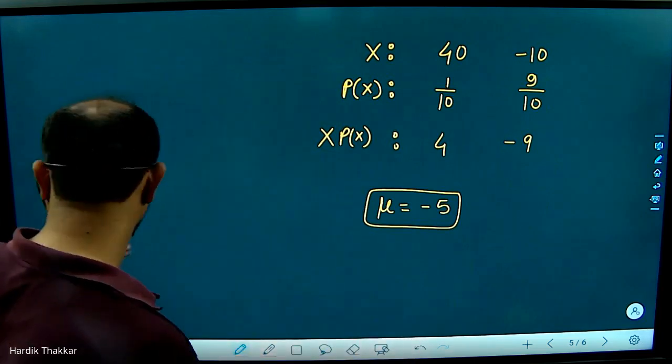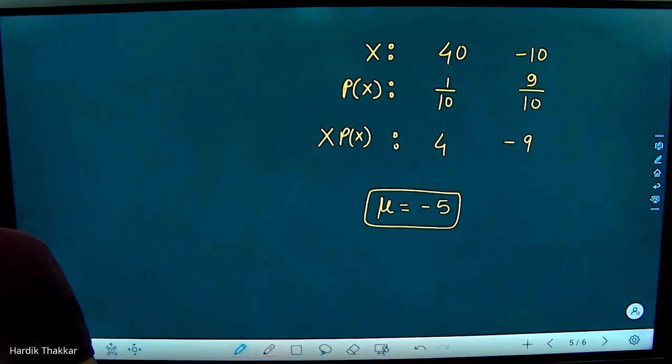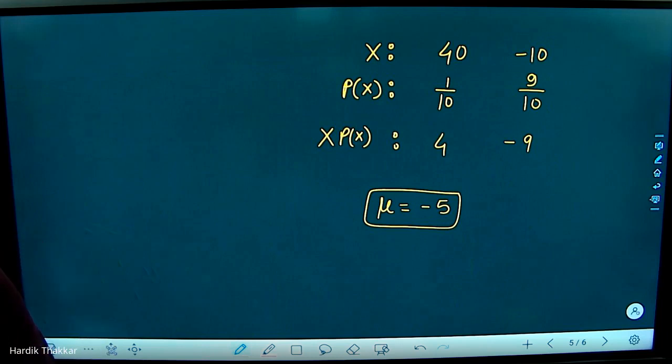Okay. Now solve the next part, the third part. Here you can directly solve this. You can directly use the table to find the value of mu. Now try to solve the third, fourth, and so on.